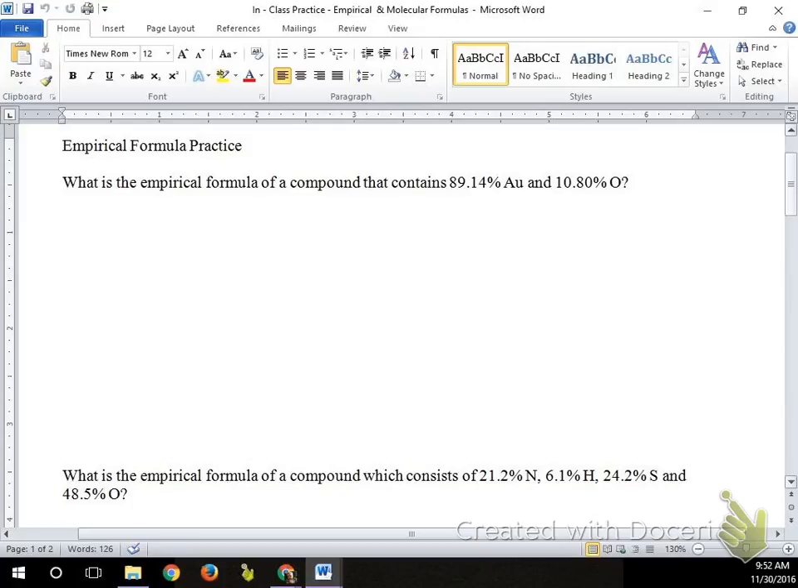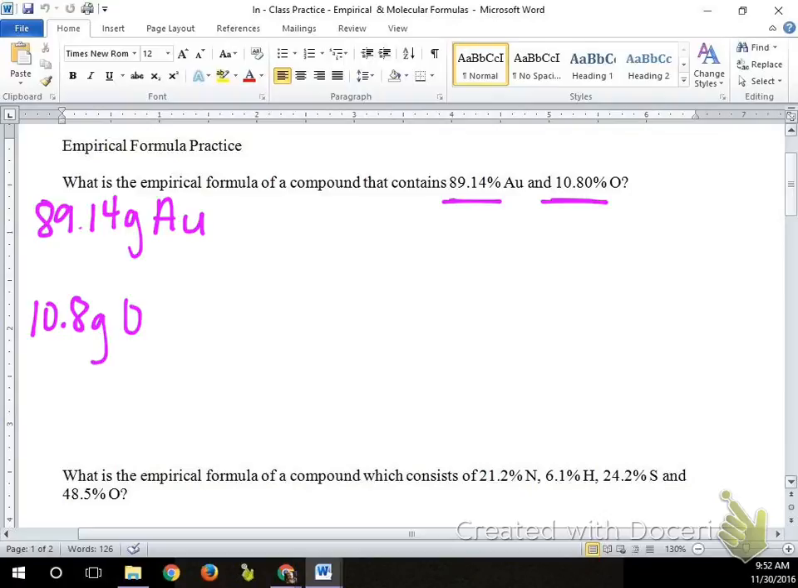What is the empirical formula of a compound that contains 89.14% Au and 10.8% oxygen? What's Au? What element is that? Gold. Good. So the first thing that we do is we take our percents and we just change them to grams, right? We assume we're using 100 grams of that substance. So we're going to start with 89.14 grams of Au and 10.8 grams of oxygen. I like to leave in that little space in between. That way I can just make my T-chart right there.